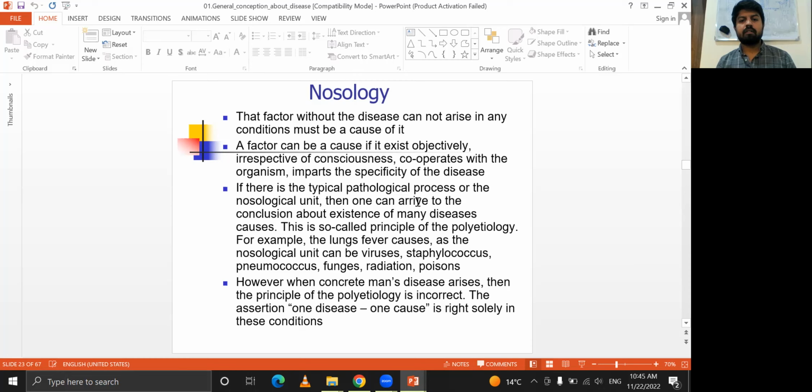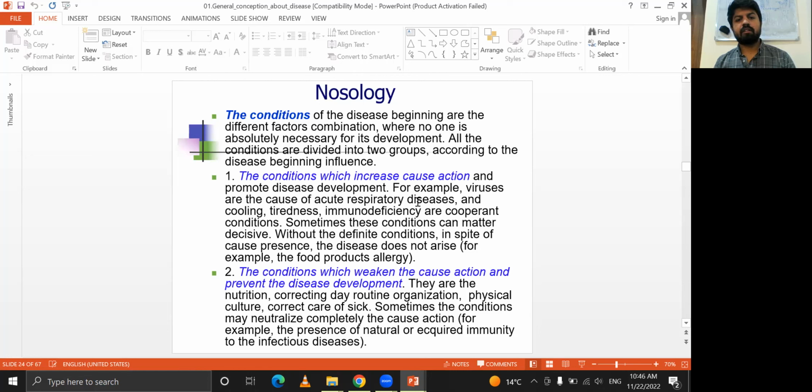So a factor can be a cause if it exists objectively, irrespective of consciousness, and interacts with the organism specifically to the disease. It is a most simple kind of terms which we have to understand in the pathophysiology subject. So be focused on this, guys. The condition of the disease beginning is a different factor combination where no one is absolutely necessary for the development. As I told you, it is a simple concept of disease and its happening. So be focused on it and please clear all the concepts about these short terms. After that, you will have a brief knowledge about the pathophysiology. So like the condition which increases the causation action, the condition which weakens the cause of action and prevents the disease development. Simple as that.